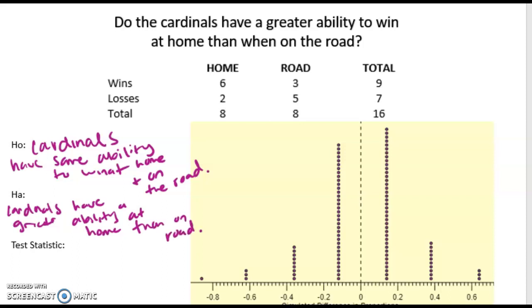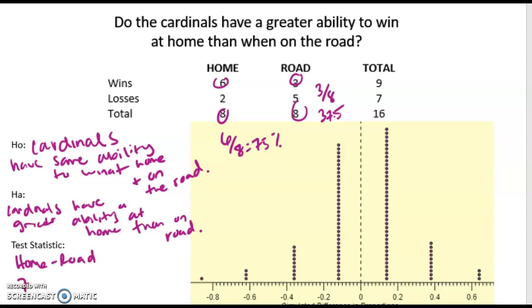The home winning percentage was 6 out of 8, which is 75%. The road winning percentage was 3 out of 8, which was 37.5%. We subtracted those two values to find our test statistic. Again, you subtract based on your alternative hypothesis. If you're stating a greater ability at home, that means we're doing home minus road. So that's 75% minus 37.5% for a test statistic of 37.5%.